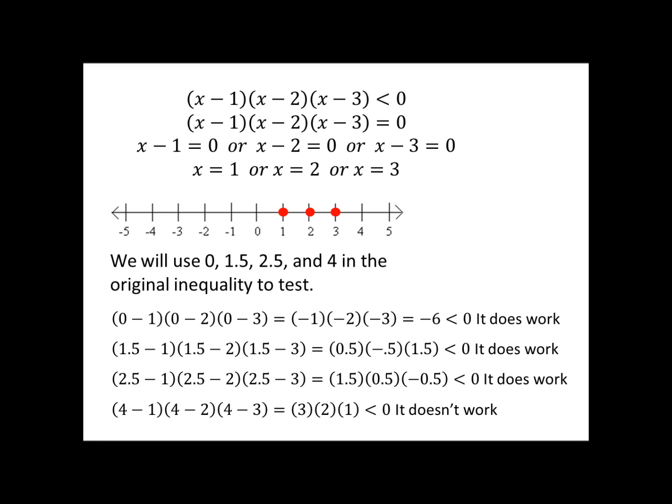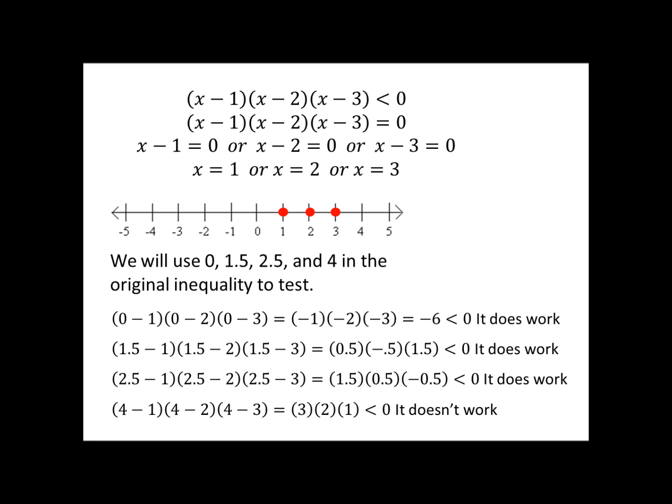Is that less than 0? Yes, it is, because it's a positive times a negative times a positive. It doesn't matter what the number actually is. I know it will be negative, so it's less than 0, so it works. Taking 2.5, I get 1.5 times 0.5 times -0.5. I don't care what that is. I just know that that's going to be negative. So it works because the negative number is less than 0.